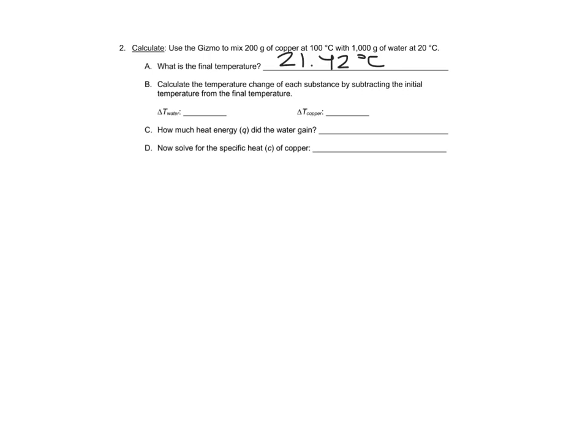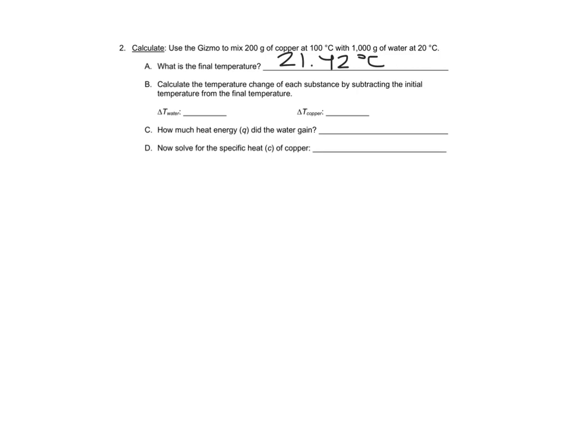And in number 2, you guys are going to use the actual Gizmo simulation to mix 200 grams of copper at 100 degrees Celsius. So copper starts at 100 degrees Celsius, and you put that in 1,000 grams of water that starts at 20 degrees Celsius. And when you do that and click the simulation, you should get the final temperature of the water to be 21.42 degrees. So we're going to use that information in order to solve the rest of these problems, okay?